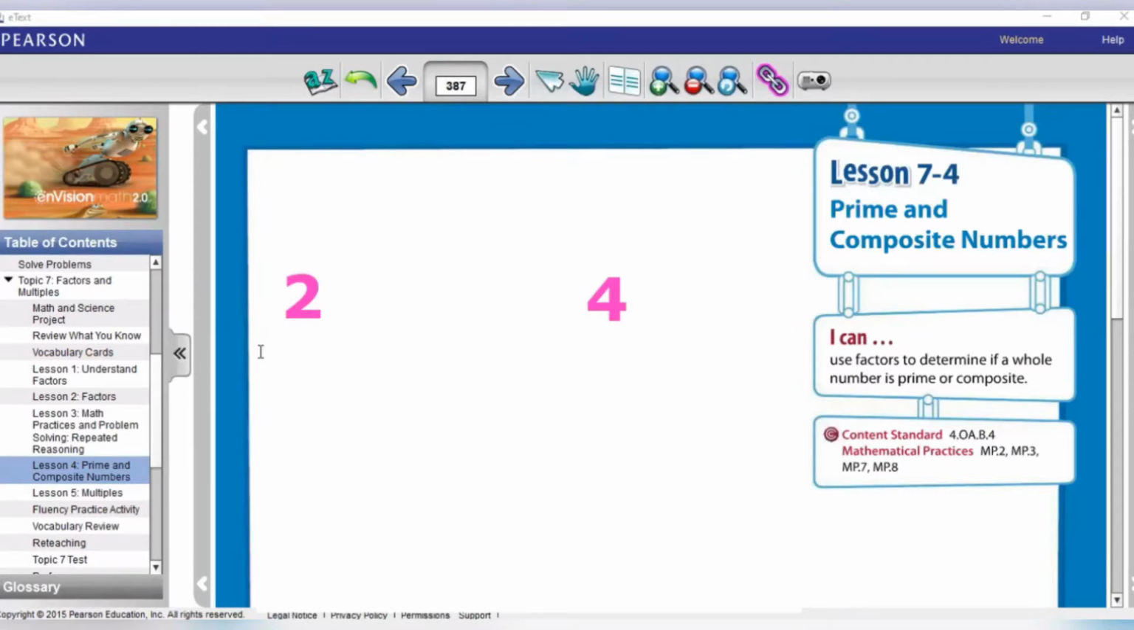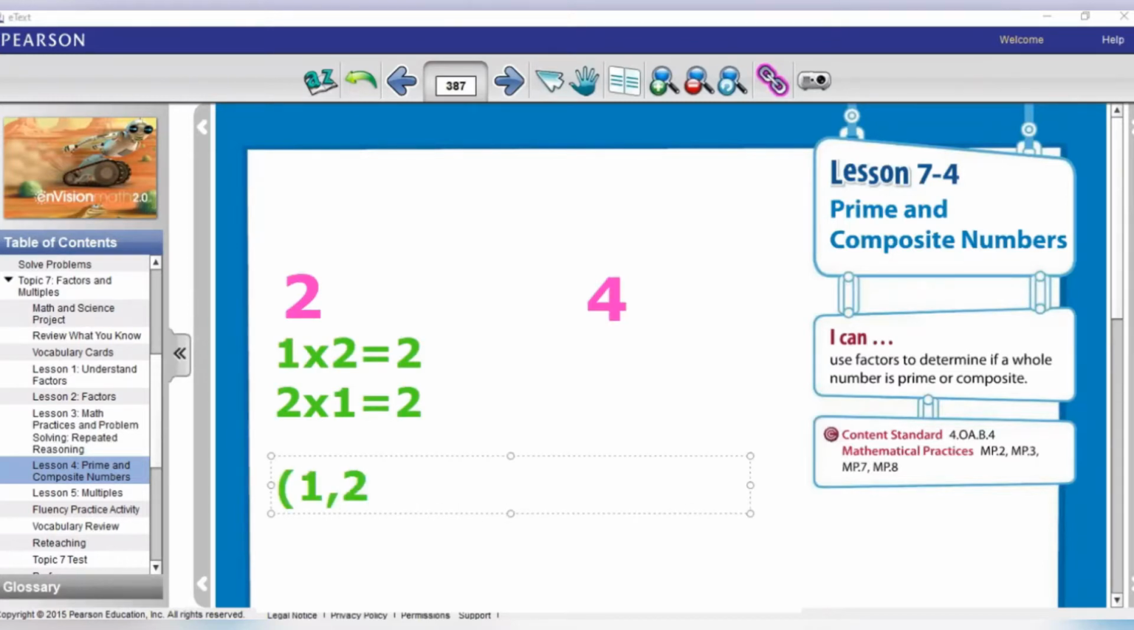To find the factors of a number, I will ask myself what numbers can be multiplied together to give me 2. I will start with 1. 1 times 2 equals 2. After 1 we have 2. 2 times 1 equals 2. Since we repeat the same equation, stop, there are no more factors. From here I can write that 2 has only 2 factors, 1 and 2 itself.